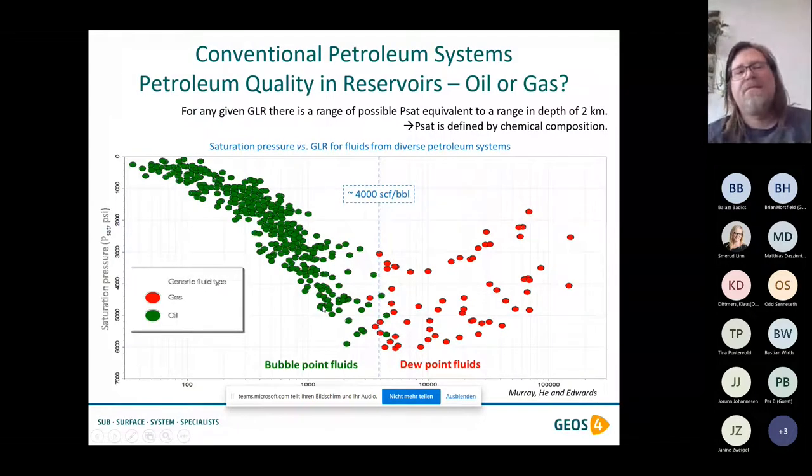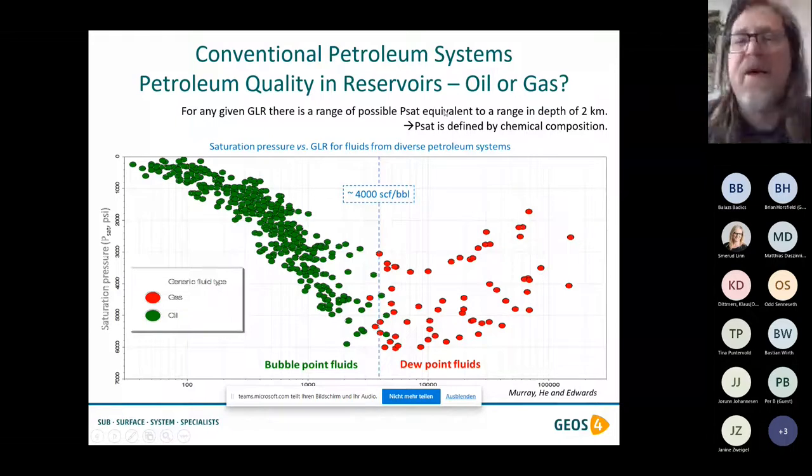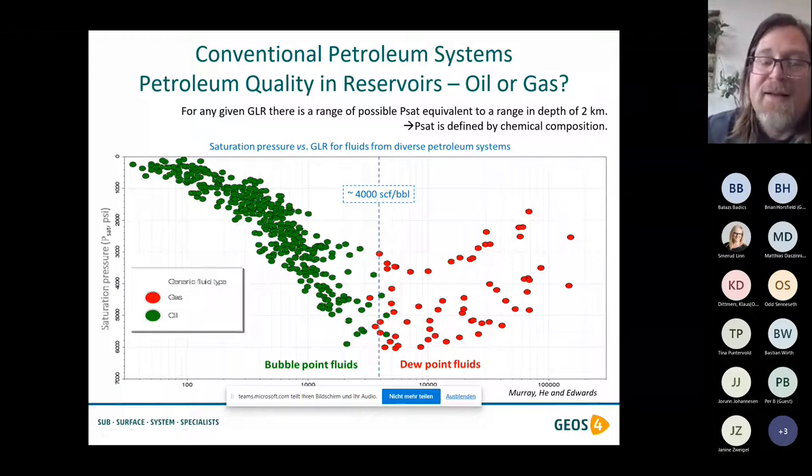Okay, those bubble point and dew point curves are actually characteristic features of an individual petroleum system, which is shown here in this plot, saturation pressure versus gas liquid ratio plots for fluids from diverse petroleum systems. And one can see directly that for given gas liquid ratios, saturation pressure can differ by an amount that is equivalent to a range in depth of 2 kilometers. So the question arises, why do we see such different saturation pressures, and can we predict that?